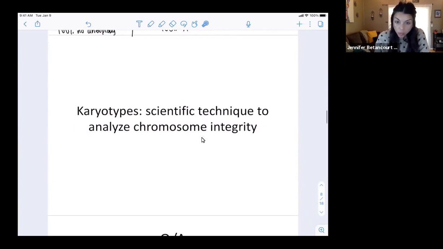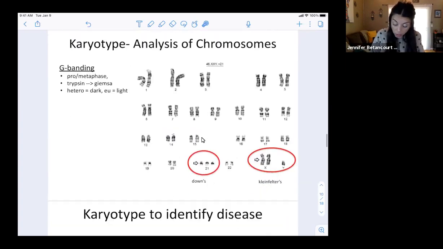So karyotype really is a scientific technique. It's something that's done in the lab where you can analyze the number of chromosomes, the integrity, like are the chromosomes damaged? Are there translocations? Are there deletions? You can look to see whether or not chromosomes are present or absent, or whether there are large chromosomal mutations.